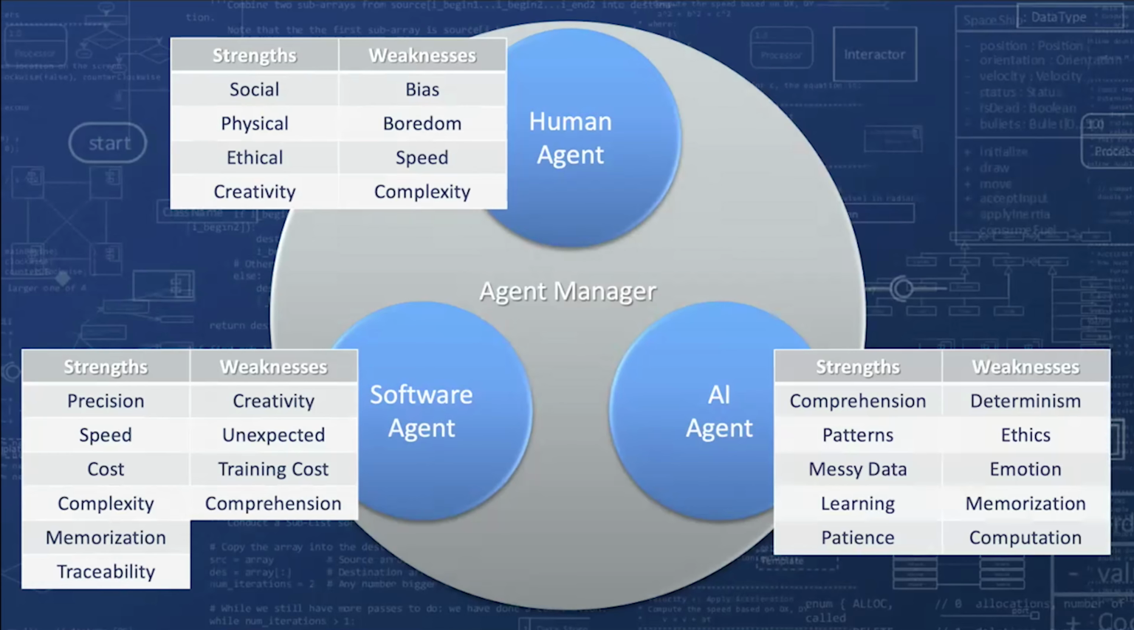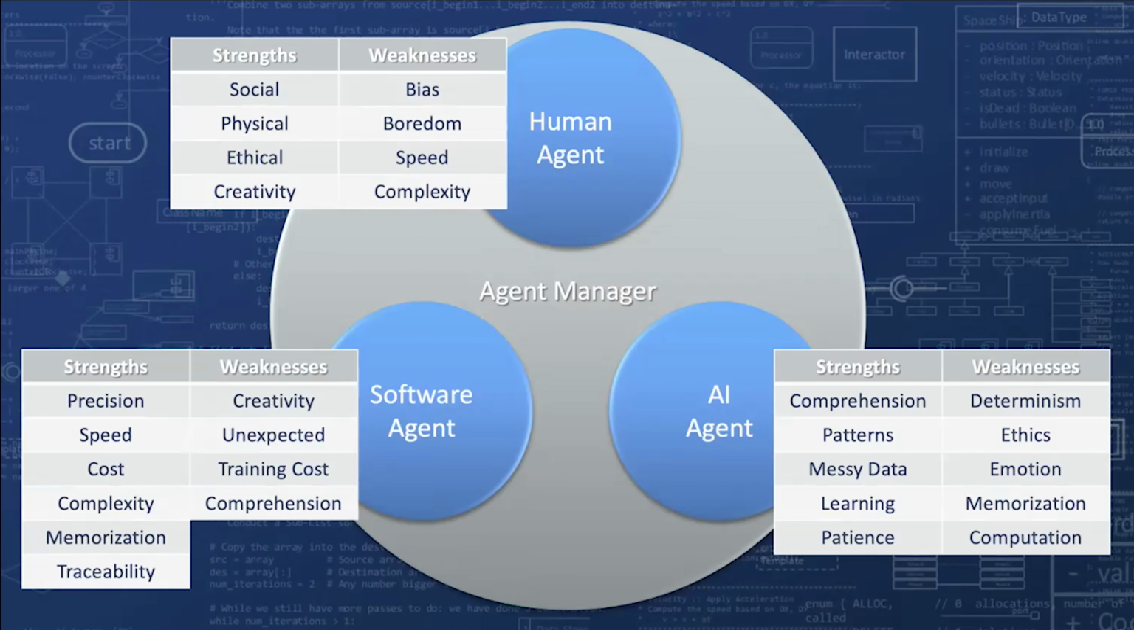And finally, AI agents are really good at comprehension and pattern recognition and dealing with messy data and learning on the fly and being super patient. But determinism, not so great. Ethics and emotions, better leave that to humans. Memorization and computation, software is way better.